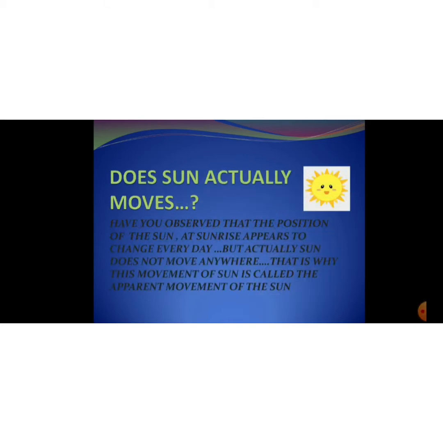Does sun actually move? Have you ever observed that the position of the sun at the sunrise appears to change every day? But actually, sun does not move anywhere. That is why this movement of sun is called apparent movement of the sun.